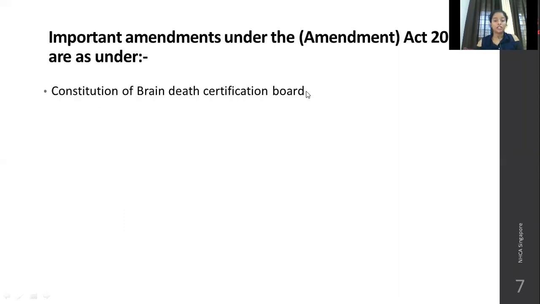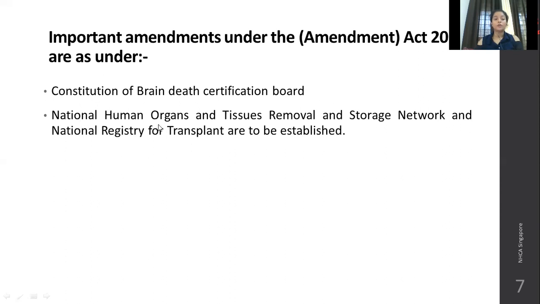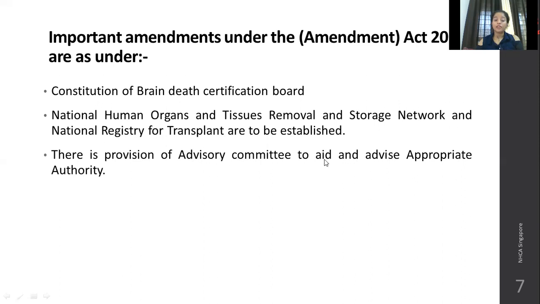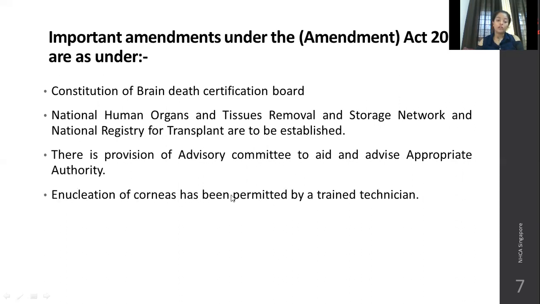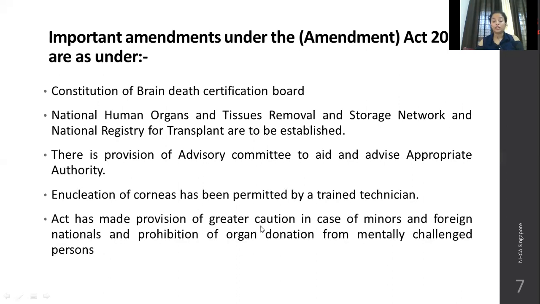A Brain Death Certification Board has been constituted. They will certify a certain donor or patient as brain dead. The National Human Organs and Tissues Removal and Storage Network has been established, and a National Registry for Transplant has also been established. There is a provision of an advisory committee to aid and advise the appropriate authority. Removal of corneas has been permitted by a trained technician. The act has made provision for greater caution in the case of minors and foreign nationals, and prohibition of organ donation from mentally challenged persons. They are a special category to be taken care of, especially minors, foreign nationals, and mentally challenged persons.